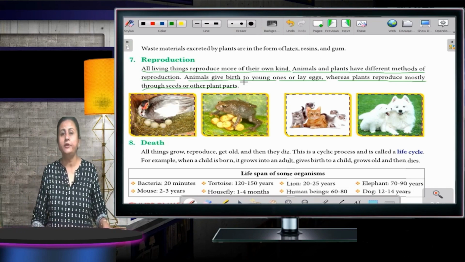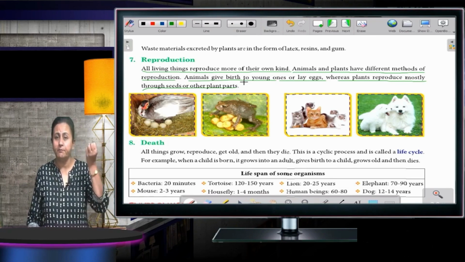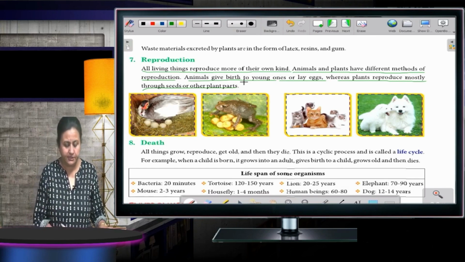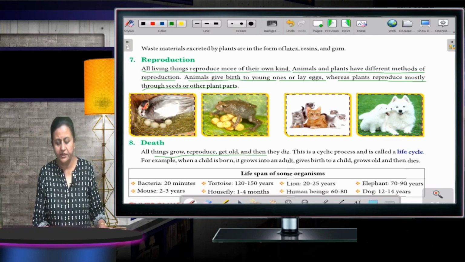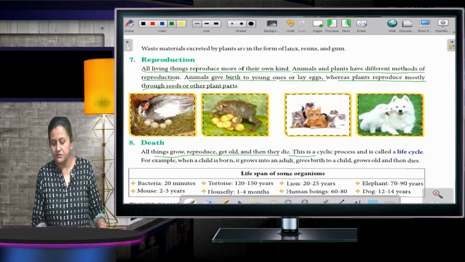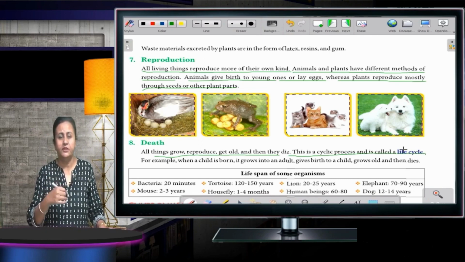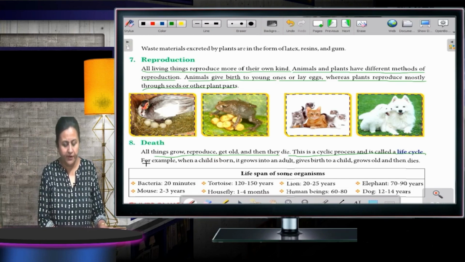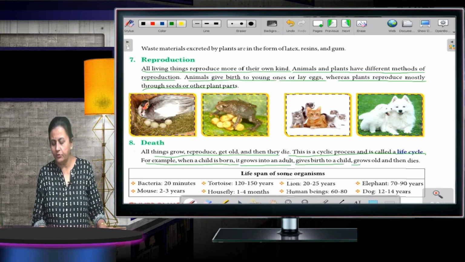Okay, now death. Whatever is born on this earth has to die. So we talk about death now. All living things grow, reproduce, get old, and then they die. This is a cyclic process and it's called one life cycle. You're born, then you become an adult, then you become old, and finally you die. For example, when a child is born, it grows into an adult, gives birth to a child, grows, and then dies.